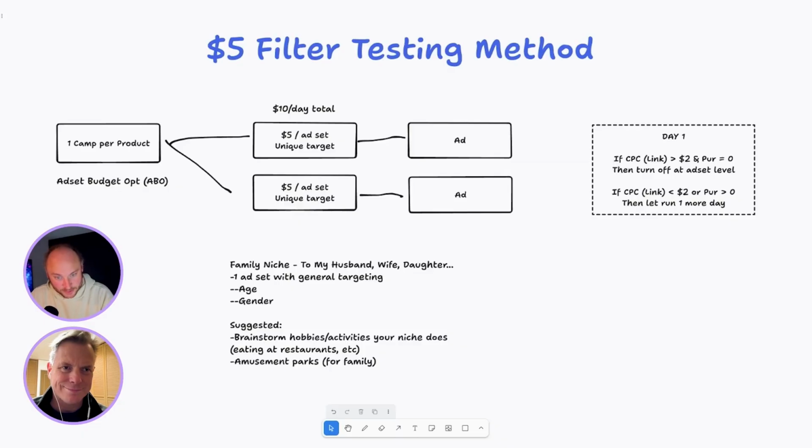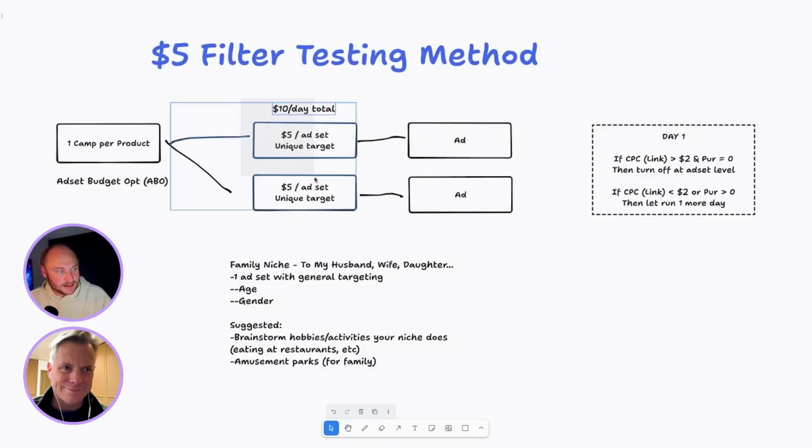So back to what Chris is suggesting here. You have one campaign per product. And then at the ad set level, remember, you're using ABO, so ad set budget optimization. At the ad set level, each ad set has unique targeting. That way you can show your ads to unique pockets of people and see which ones respond the best to your product. Right? Is that correct? That's correct. And you can do this for any niche.